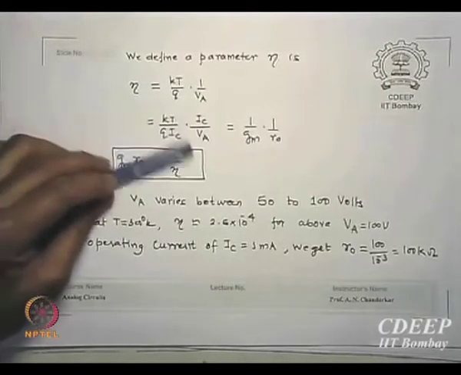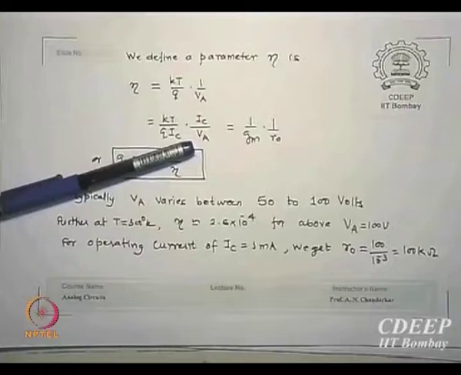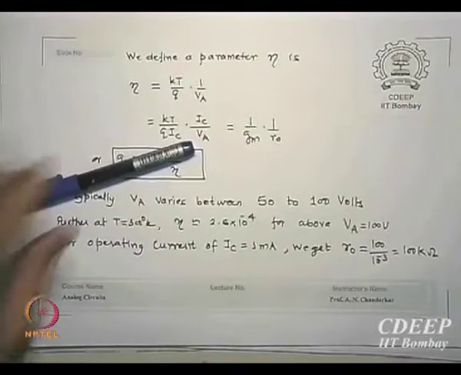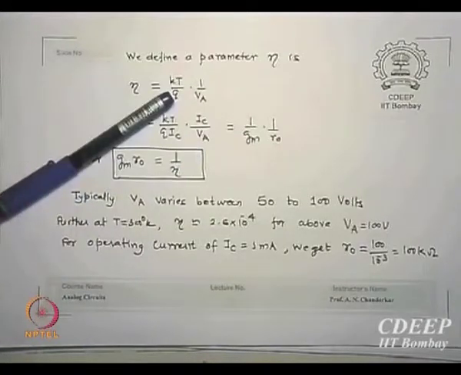Is that clear to you, everyone? For a given IC, IC will decide GM and IC will also decide R0. Is that correct? Therefore GM times R0 is a figure of merit. It is 1 upon eta. It is a very important parameter in design, not so much in analysis. I'm just showing you how.